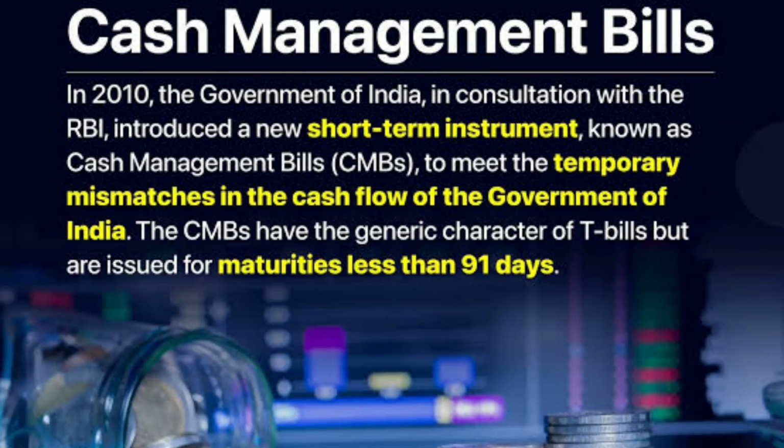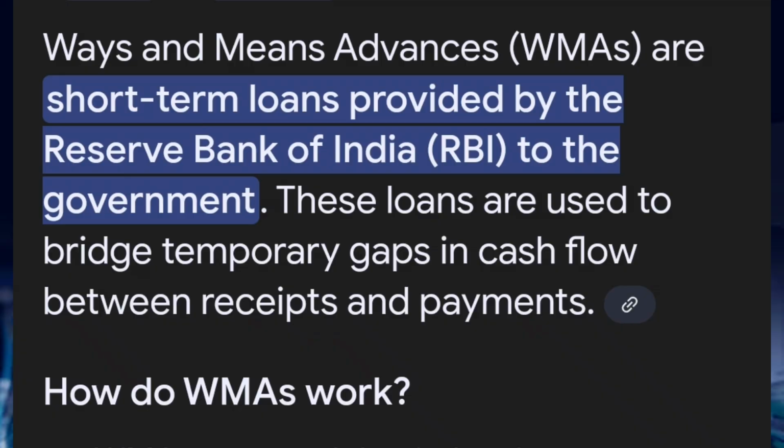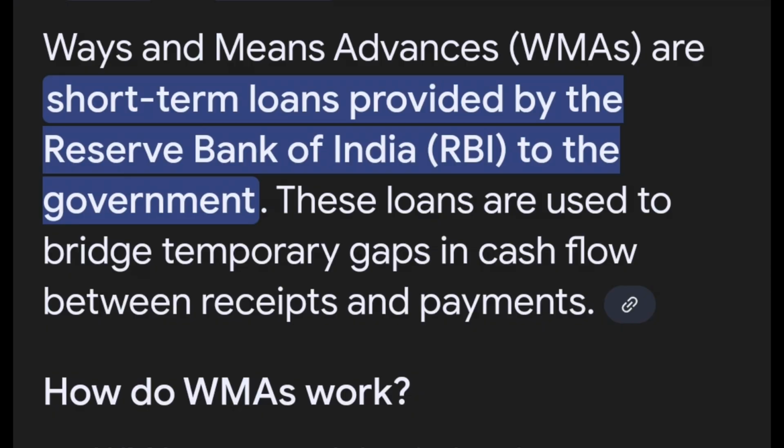Cash management bills. Cash management bills are short-term debt instruments issued to meet the temporary cash flow needs of the Government of India. The cash management bill has less than 91 days maturity. These are issued at a discount price like treasury bills. Ways and means advance. These are temporary loans given by RBI to the government. These loans are restricted up to a maximum of 3 months.